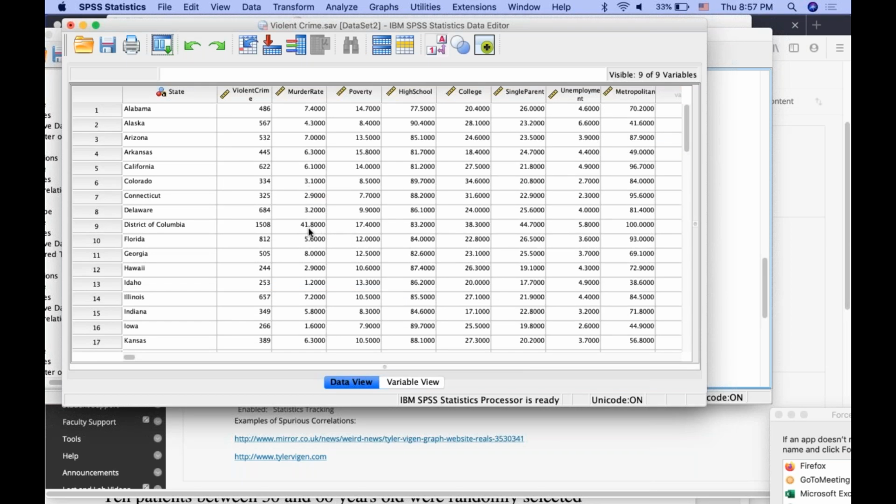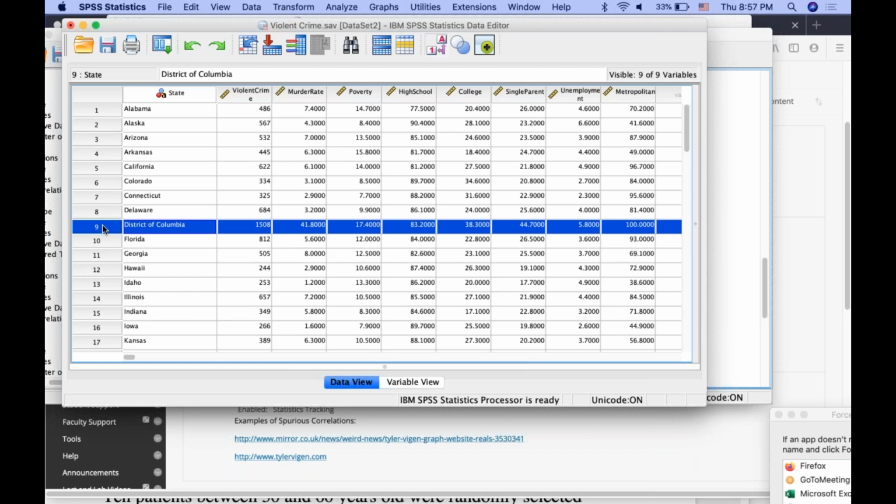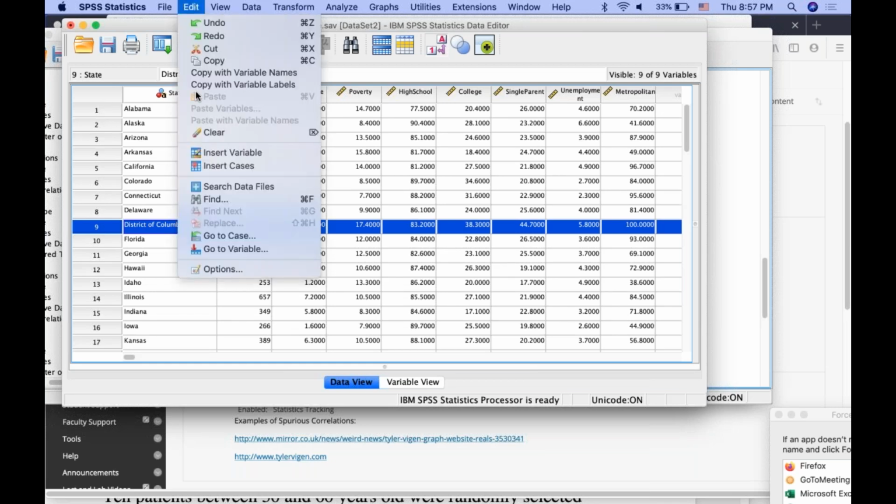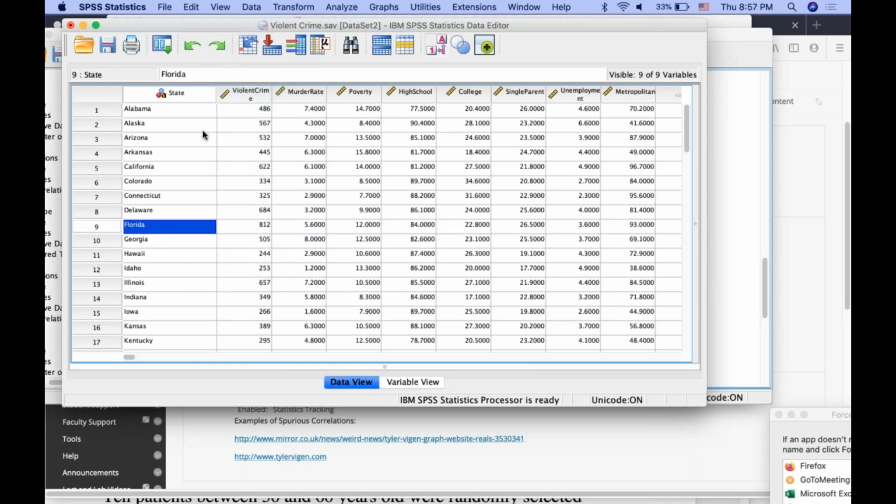Look at all the others are in single digits. You know what I'm going to do? There's a couple of ways to do this in SPSS. There's a way to filter out certain data so it stays in the data set, but you're not including it. But I can also just go up here and say clear and remove that.